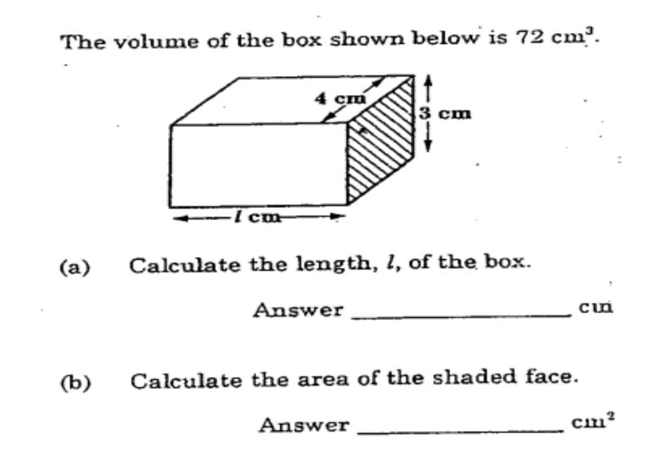So this question says the volume of the box shown below is 72 cm cubed. So this is a box, this is a drawing that they have here. What shape is this box? So do you remember your 3D shapes? Your solids? Do you remember what types of solids you would have looked at before?